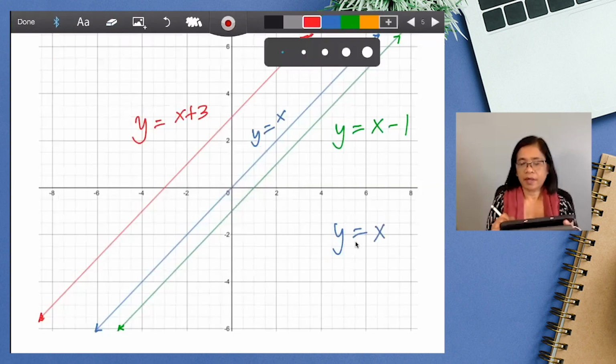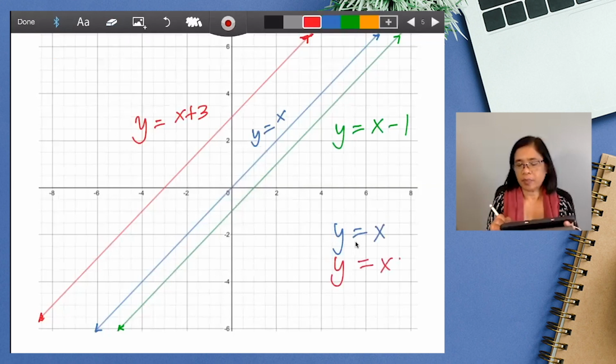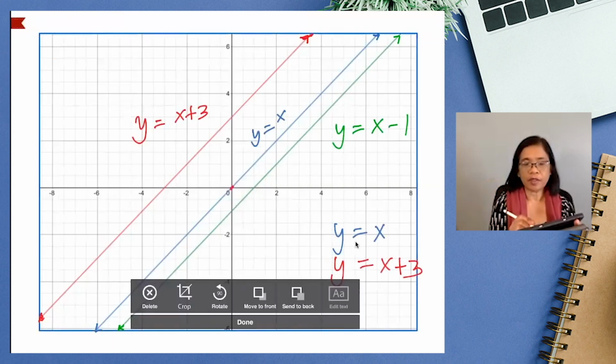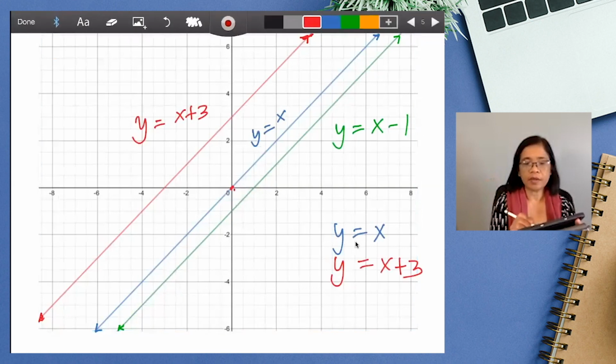Then the red line is y equals x plus 3. Even just looking at the equation, notice that there is a +3. So we expect the line to be moved 3 units up. So from this point here on this blue line, 0, we move 1, 2, 3 units. Any point on the blue line, if we consider this point here, we move 3 units up. 1, 2, 3. You will land on this point.